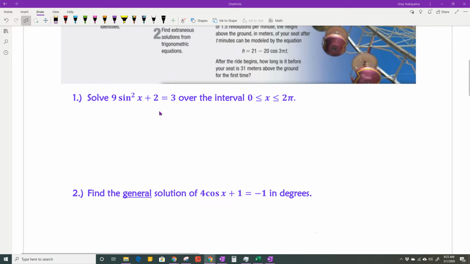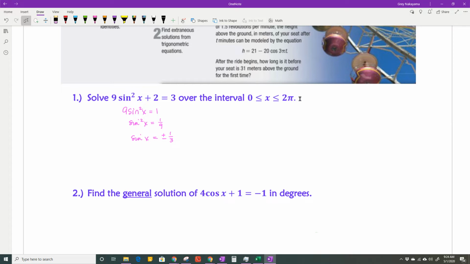To isolate that, I'm going to take the 2 to the other side, and that of course gives me 9 sine squared x equal to 1. Then I'm going to divide by 9. Sine squared x equals 1/9, and then I'm going to take the square root of both sides, and sine of x equals plus or minus 1/3. Now, that is not a value from our unit circle, so you will have to use a calculator. The other thing to pay attention to is if it says between 0 and 2 pi, then your calculator needs to be in radians.